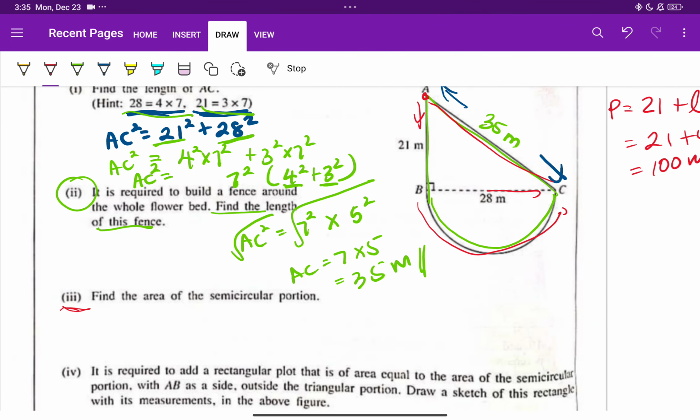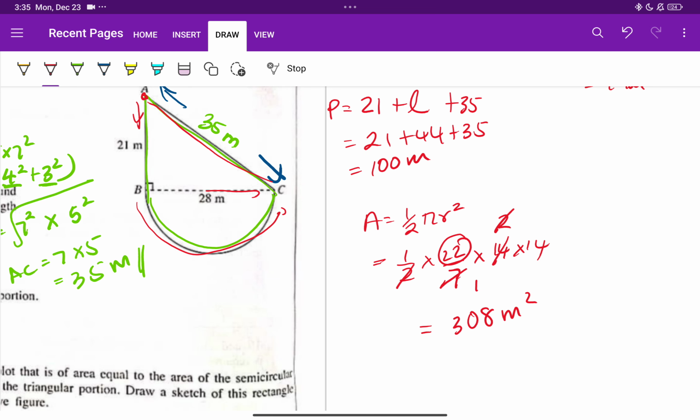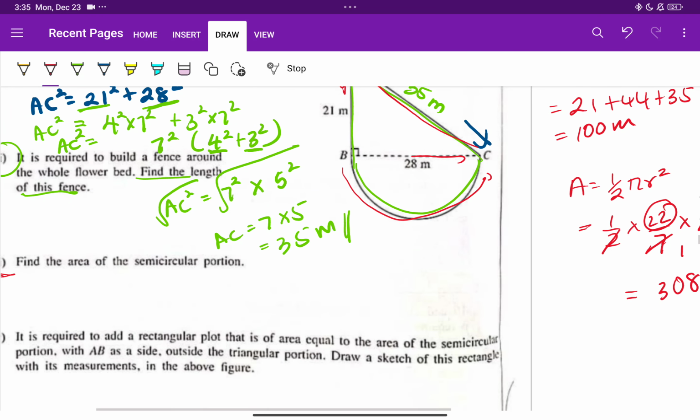Find the area of the semicircular portion. So we know area of a semicircle, theta over 360 into pi r squared, right? So theta over 360 is half, since it's a semicircle, into pi, the square of 14, r squared, 14 times 14. Okay, so 7 and 14 can be cancelled, and then these 2's can be cancelled. Then we'll get the final answer as 308 square meters when multiplying these two numbers, right? So the area would be 308 square meters.